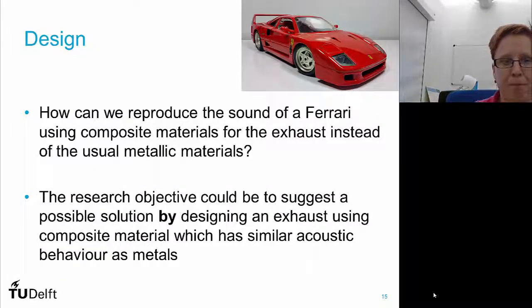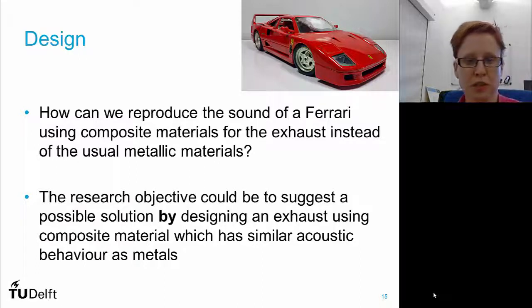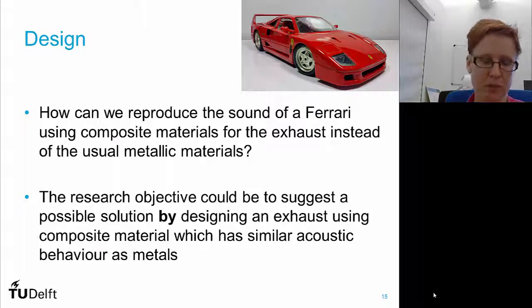Then the design. This is probably closest to home of the more practically oriented engineers, but this is a real question. How can we reproduce the sound of a Ferrari using composite materials for the exhaust instead of the usual metallic materials? So the research objective could be to suggest a possible solution by designing an exhaust using composite material that has similar acoustic behavior as metals. So all these things are all part of it.